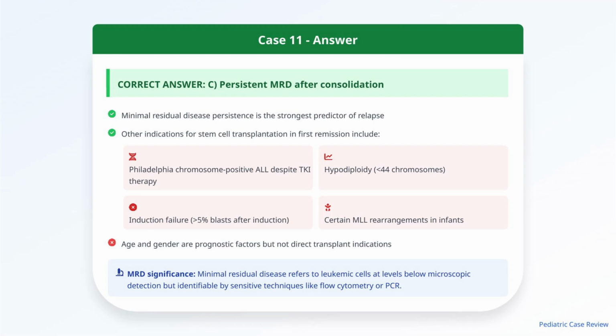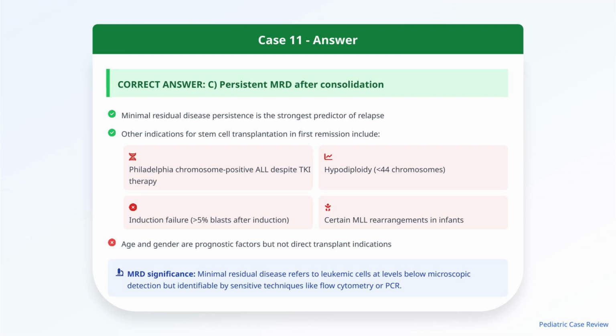Persistent minimal residual disease after consolidation therapy is the strongest indication for hematopoietic stem cell transplantation in first remission. Minimal residual disease refers to the presence of leukemic cells at levels below microscopic detection but identifiable by more sensitive techniques like flow cytometry or PCR. Persistent MRD after consolidation is the most powerful predictor of subsequent relapse.